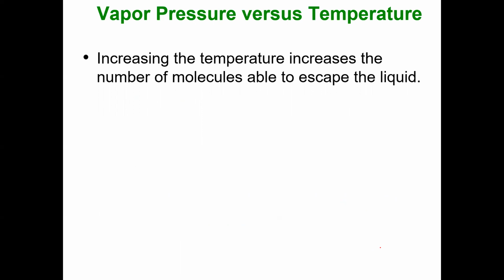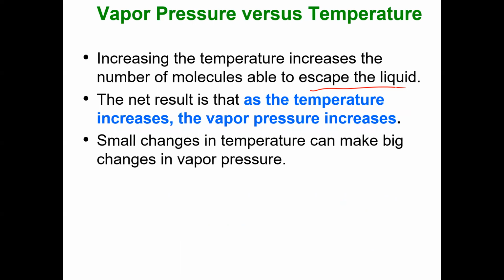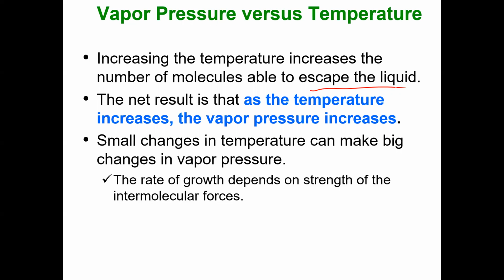Now, what about vapor pressure versus temperature? We just said if I increase the temperature, things evaporate more quickly because I reach that escape velocity. Well, if I'm increasing the temperature and things can escape, that means I'm going to have more vapor. So as the temperature increases, so does vapor pressure. Small changes in temperature actually make not linear changes, but exponential changes in vapor pressure. So the rate of growth depends on the strength of the intermolecular forces.